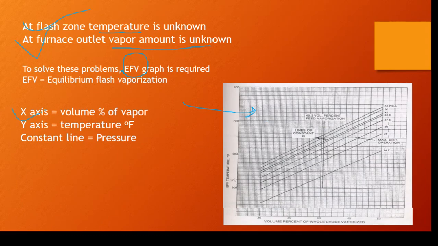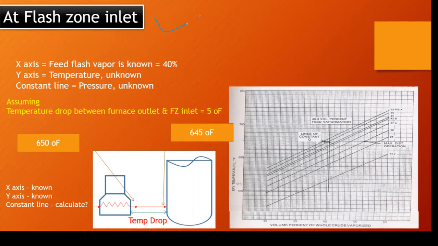See here, in the x-axis, what is there? In the x-axis, volume percent of the vapor. In the y-axis, temperature is there. Then there is a constant line of the pressure. So we have a three-way relationship, PVT, pressure, volume and temperature. With the help of this EFV graph, we can find out the unknown parameters. Let us look how. This is for the first case at the flash zone. At the flash zone, x-axis feed flash vapor, that is given. Now x-axis is known, y-axis temperature unknown, constant line pressure unknown.